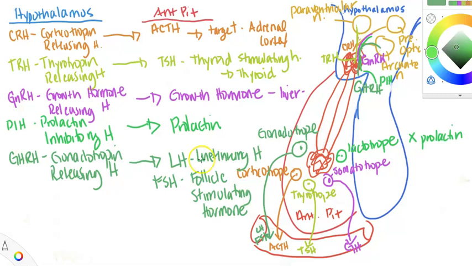All right. So that takes care of the hypothalamus and the pituitary gland. So the next gland we're going to talk about is the thyroid gland.